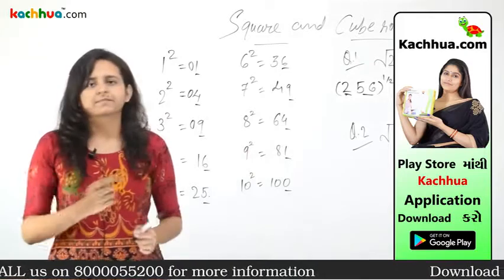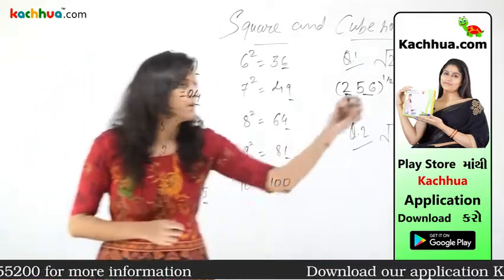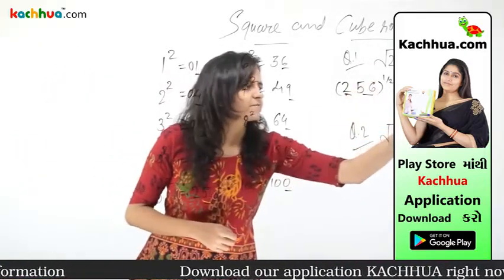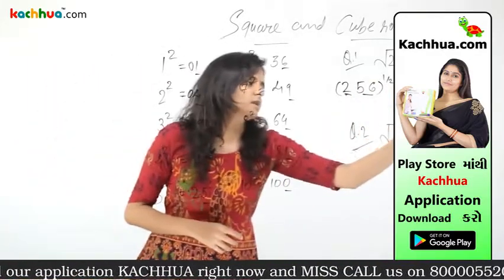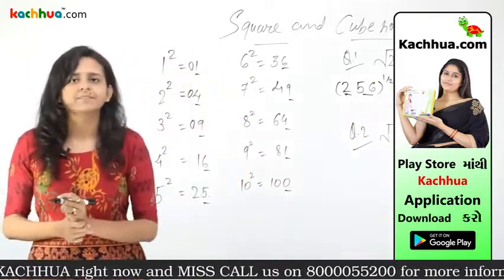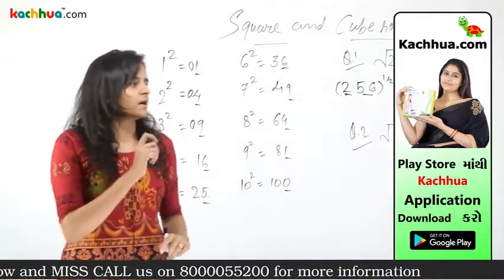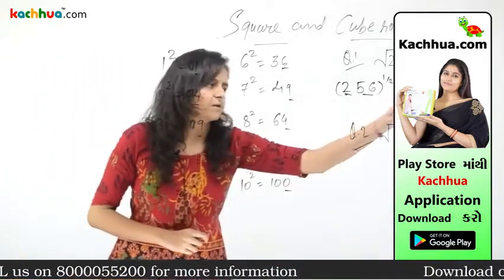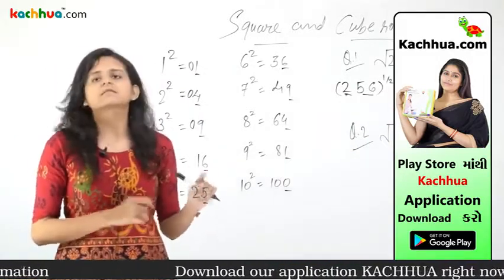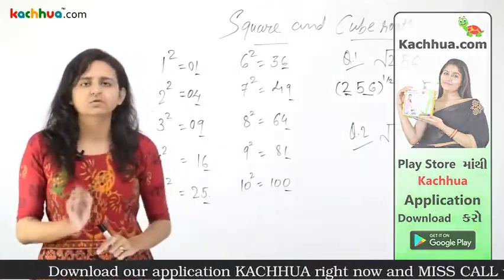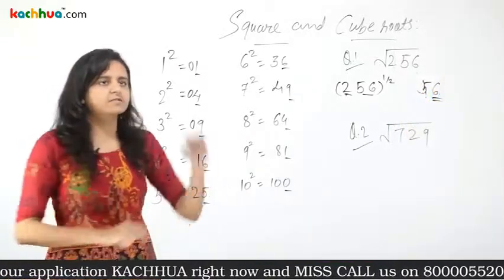Now 56, we have to check this number. I am writing 56 over here. We have to check this number, and what is the last digit? 6. Now we will ignore this 5. The last digit is 6. Now we have to check with the help of this table.